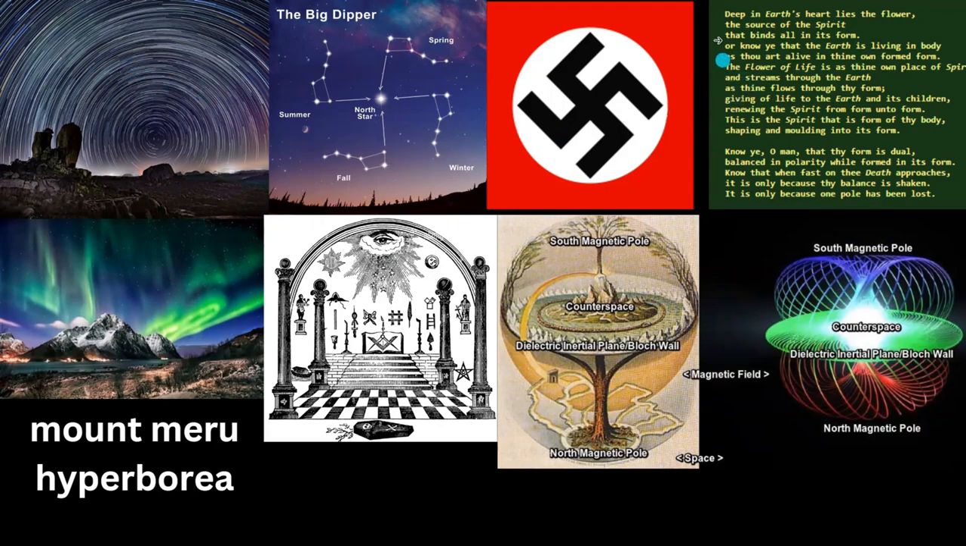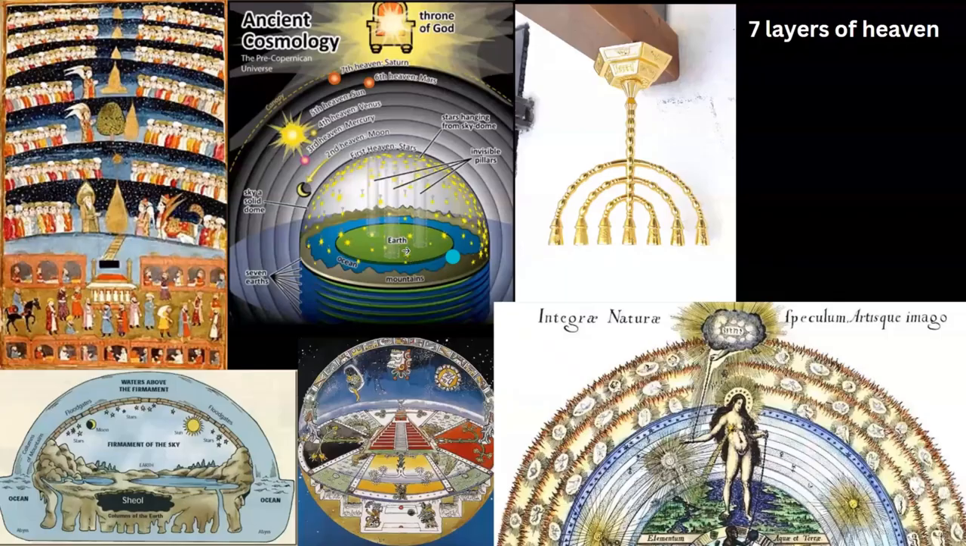Now, this is the Emerald Tablets. Deep in Earth's heart lies the flower, the source of the spirit that binds all in its form. Okay? The flower of life is thine own place of thine spirit, and streams through the earth as thine flows through thy form, giving off life to the earth and its children, renewing the spirit from form unto form. This is the North Pole. This is what he's talking about. He's talking about the aurora borealis. It's the earth's aura. Emerald green. Heart chakra. Plane of inertia. Green. Earth. Heart. You see? All related. Now, there's many, many symbolism of this.